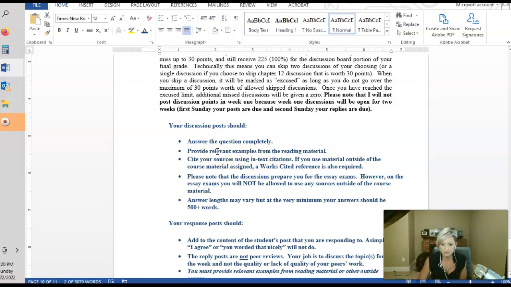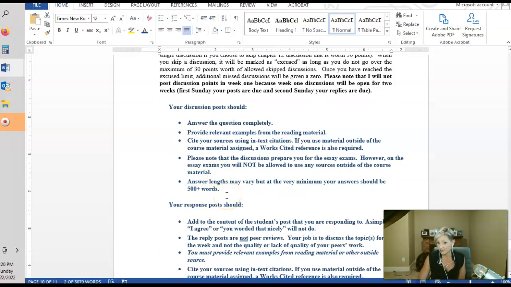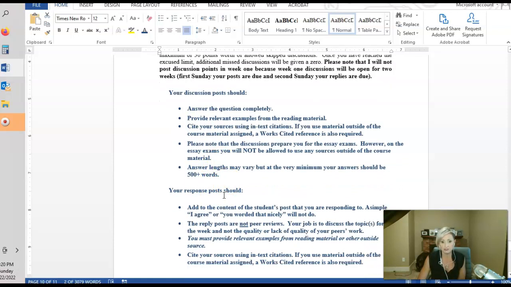In terms of your discussion board points, post, make sure you answer the questions completely. You must include relevant examples and details from the course material. You have to cite your sources. Make sure that you note that you are preparing for those essay exams, so it's best to stick to the course material. Answer lengths will vary, but minimum is 200.